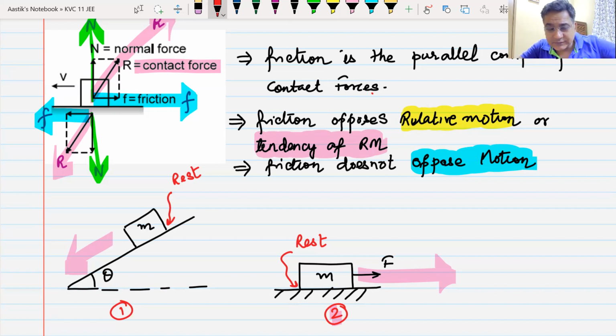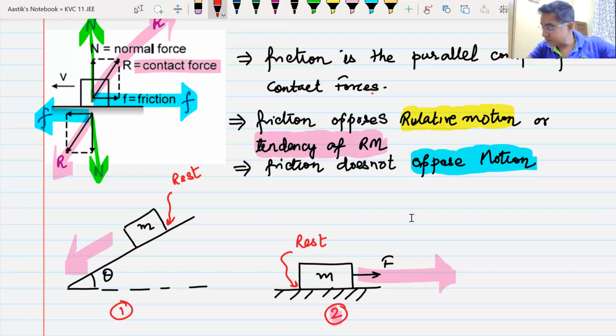It's because of friction between your body and the desk or bench on which you are sitting that you can sit. You cannot sit on an ice slab because you will slip. Motion is not opposed by friction. It only opposes relative motion. Do we understand this? Yes or no?